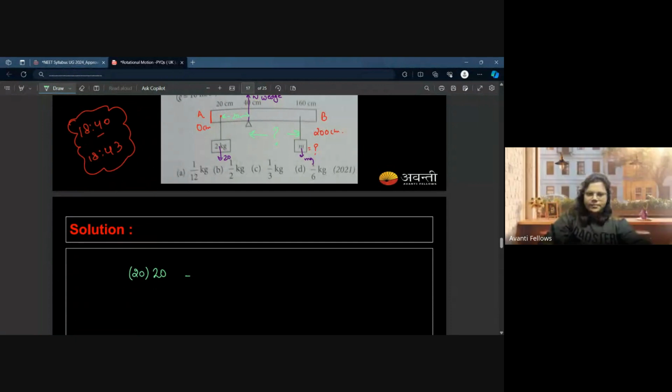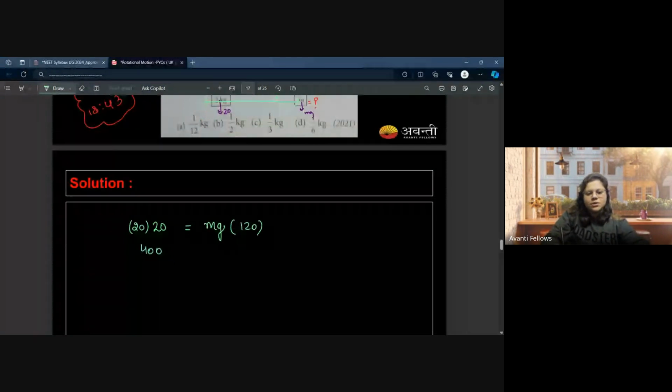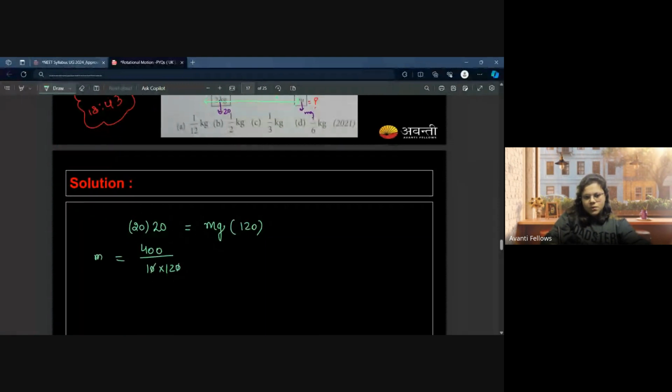Exactly. So mg and the distance is 120. This entire distance is 160 centimeter. This much distance is 40 centimeter. So the remaining one is 120 centimeter. Just put the values and solve the question. 400 divided by 10 multiplied by 120 is equals to m. 2 zeros will get cancelled out and it would become 1 by 3 kg. And this is your answer.